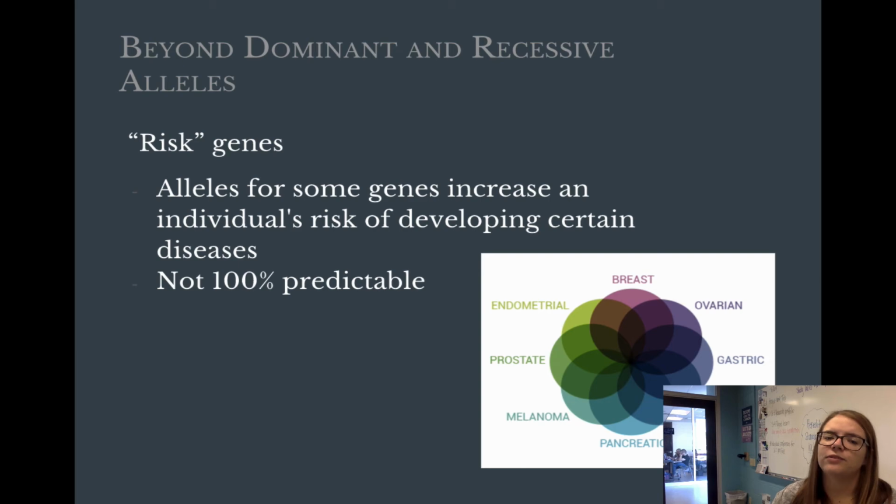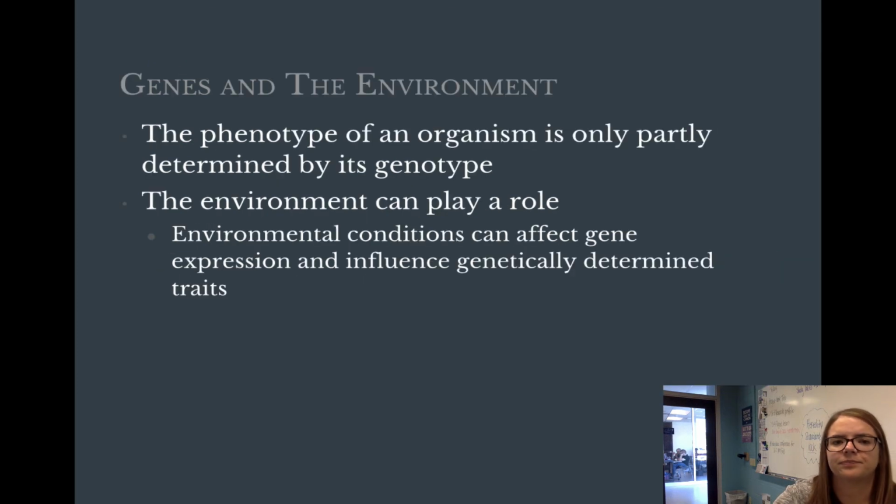So if you picked from the very last column of genetic disorders, the most complex, a lot of these are risk genes, right? And it makes it harder to predict whether or not these people's children are going to have it. So it is a complex form of inheritance.